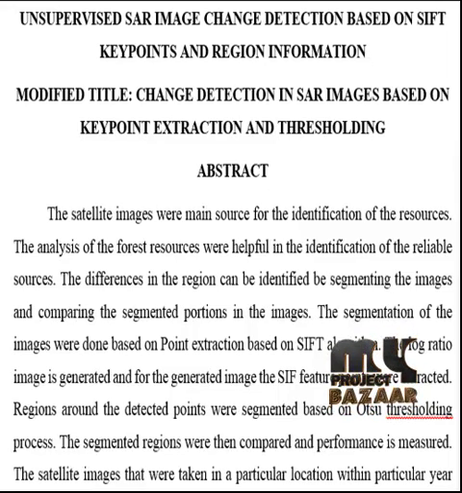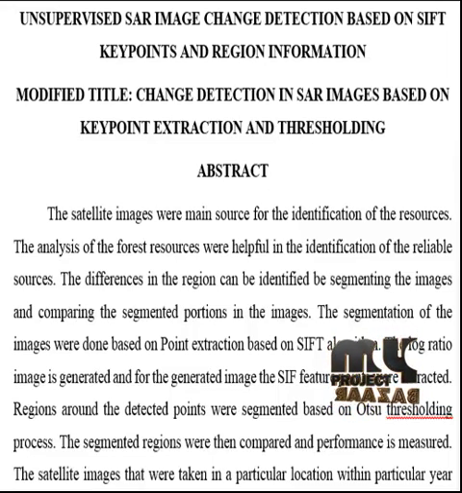The differences in the regions can be identified by segmentation of the images and comparison of the segmented portions in the images. The segmentation process is done based on point extraction, which is done using the SIFT algorithm, that is, the scale invariant feature transform algorithm. The log ratio image is generated, and for the generated image the SIFT feature points are extracted. Regions around the detected points are segmented based on the Otsu thresholding process.